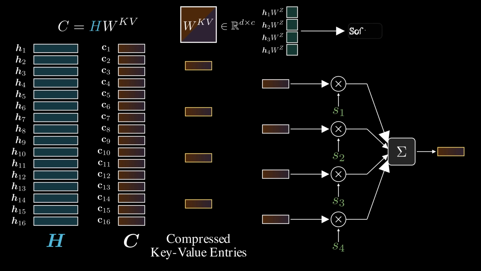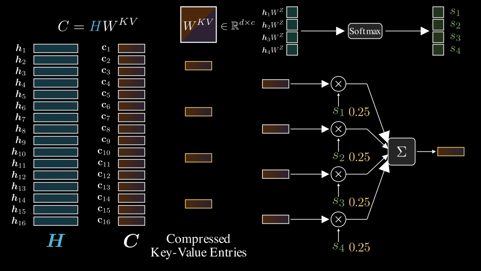We then pass the scores through a softmax function to obtain weights, S1 to S4. These weights determine how much each token contributes to the compressed KV entry. This allows the model to adaptively emphasize the most informative tokens within each group, rather than treating all tokens equally. The result is a compressed set of key and value entries that captures the most relevant context across longer sequences.